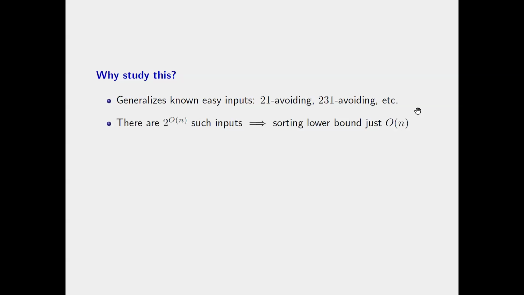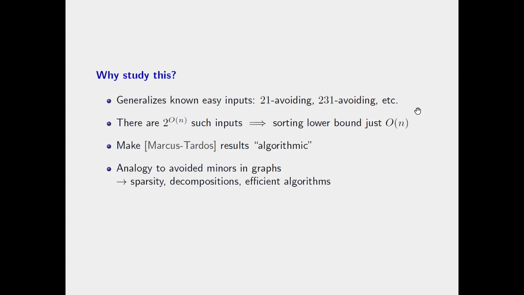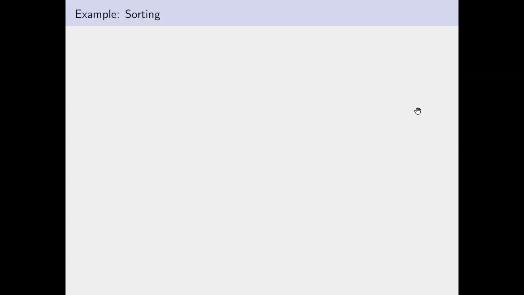Also, there are only single exponentially many such permutations, so the lower bound is linear, the information theory lower bound, right? Because the logarithm of this is just linear, so maybe we can do it. And in some sense, this would make this counting result algorithmic. Maybe we can see this as an analogy to graph algorithms, where if you avoid an arbitrary minor, you can do some things efficiently. So maybe if in your sequence you avoid an arbitrary pattern, you can do things efficiently. So actually we can do this, but it's not obvious. So how should we sort a sequence while taking advantage of an avoided pattern?